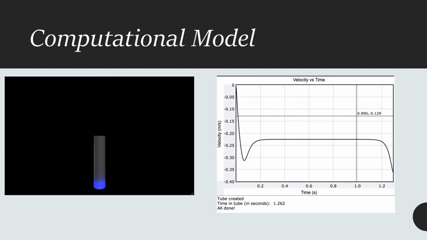The computational model calculated the time of the magnet in the tube to be 1.262 seconds. Seen in my velocity versus time graph, the magnet's velocity first decreases rapidly and then reaches a plateau.